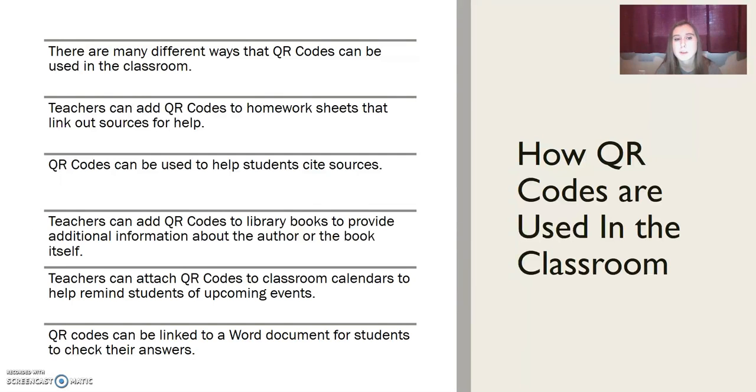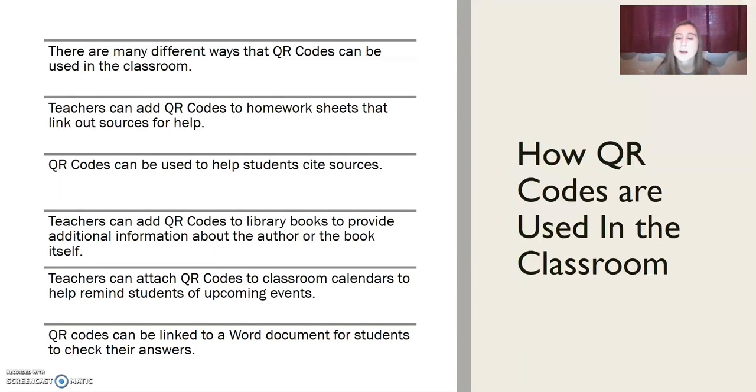QR codes can also be used to help students cite sources. Teachers can add QR codes to library books to provide additional information about the author or even the book itself. If they want to write a book report, they can attach a QR code and the student can scan it and learn a little bit more information about the book.